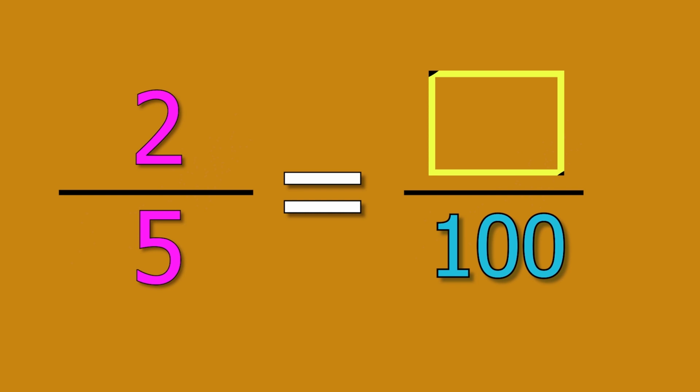Using what we know about calculating equivalent fractions, we can figure out what number goes in that empty box. We know the same number needs to be multiplied to both the numerator and the denominator. So how can we complete this equation? What do you think?